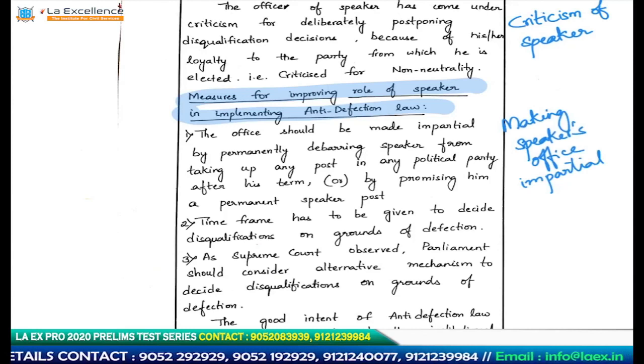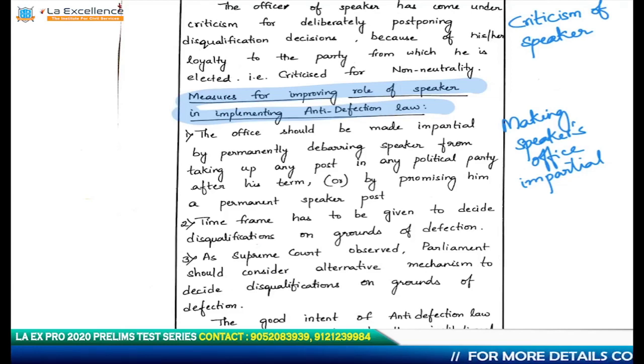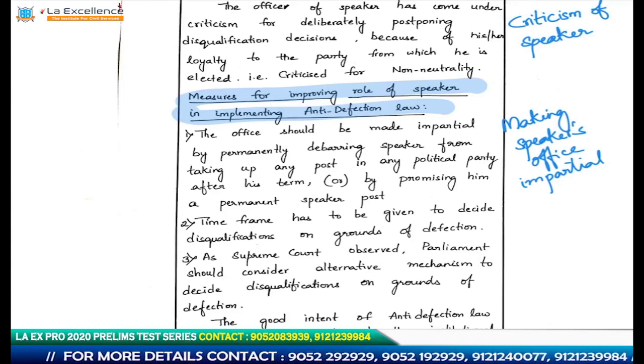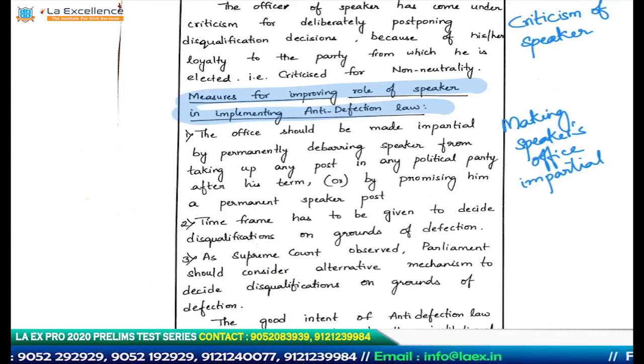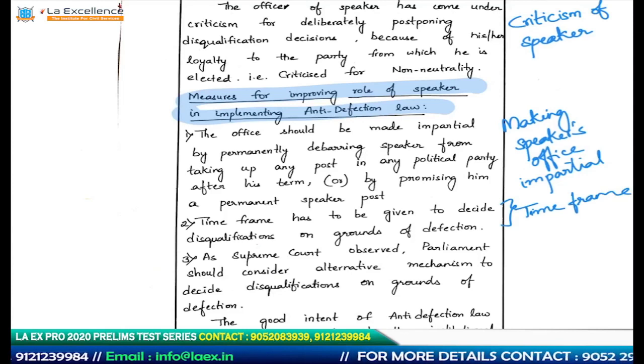Okay, so he is trying to mention measures which have existed in other constitutions, like offering him a permanent Speaker post or preventing him from taking up any post in any political party after his term. So how to make the Speaker's office impartial, he is speaking here. And next statement, he writes, a time frame has to be given to decide disqualification on grounds of defection. This we also have discussed. And third, he mentions a Supreme Court judgment.